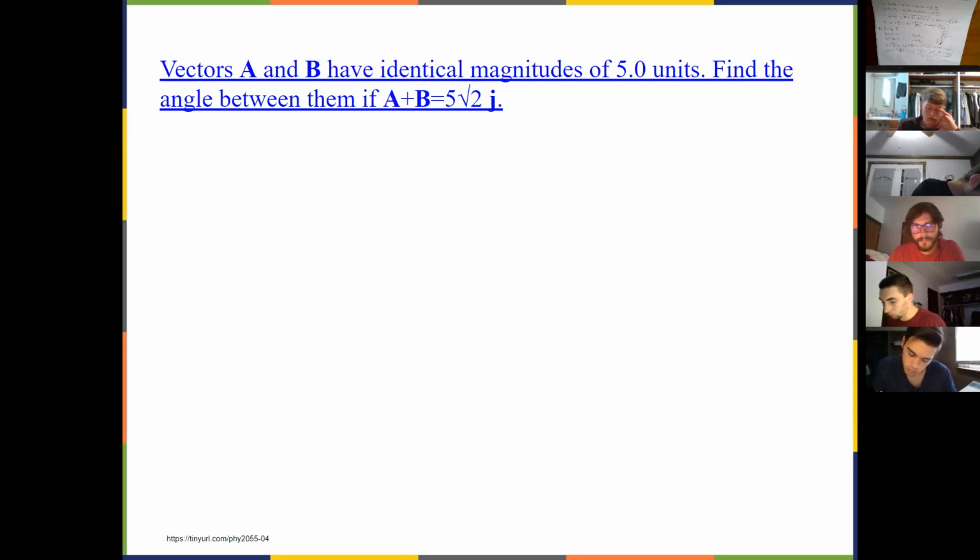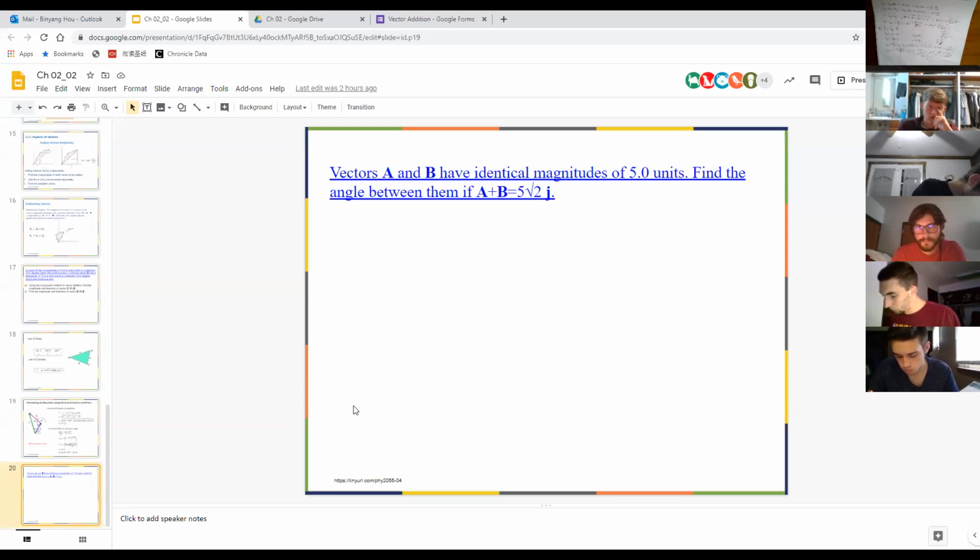I'll give you a few minutes to try to see if you can solve this one. It's okay if you couldn't, but then we can look at the solution in a few minutes together.